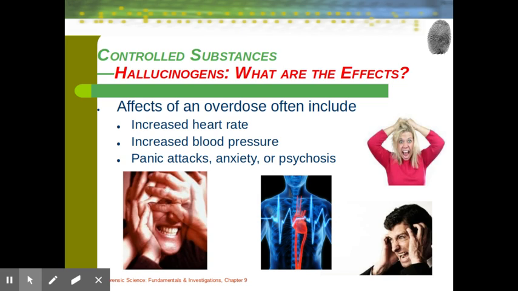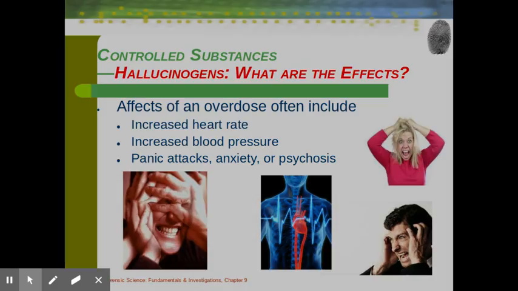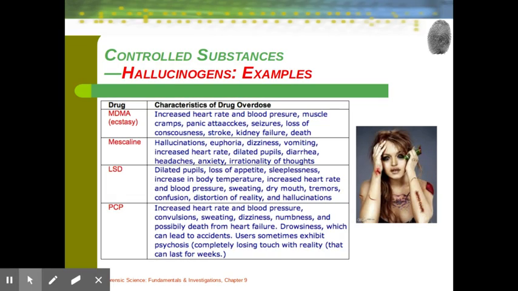So, what are the effects? Effects of overdoses can include increased heart rate, increased blood pressure, panic attacks, anxiety, psychosis. So, this is, if you have too much of these things. Hallucinogen examples. So, you've probably heard the name ecstasy as a drug. It's again increased heart rate, blood pressure, muscle cramps, panic attacks, seizures, loss of consciousness, stroke, kidney failure, and death are the overdose characteristics.